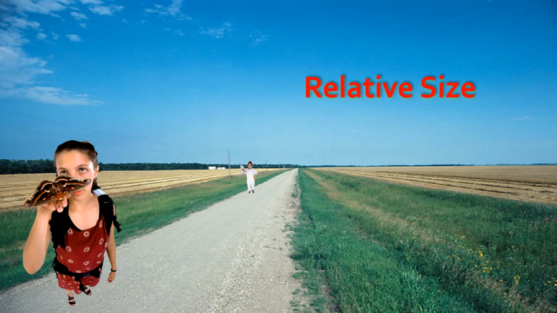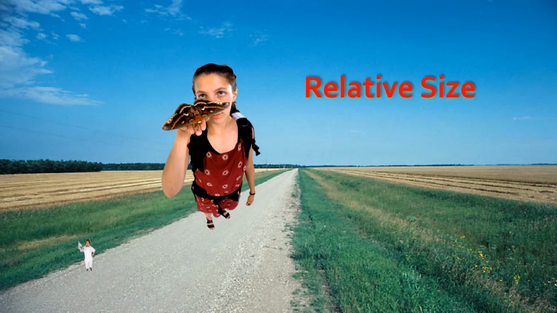Relative size results as objects that are closer appear larger, and objects that are farther away appear smaller. The girl holding the butterfly seems much closer than does the woman because she is larger. Watch how reversing the figures distorts their size.